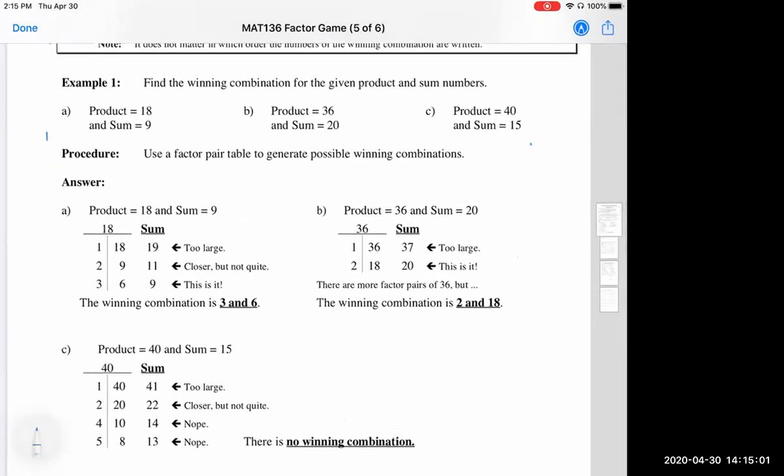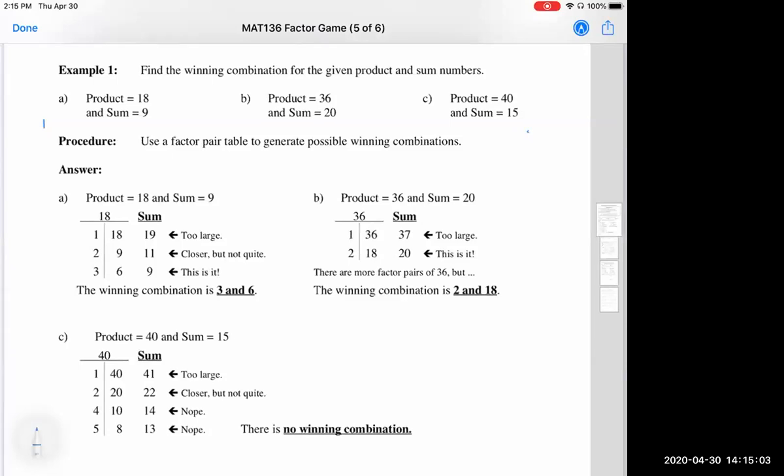Let's do an example. Example 1. Find the winning combination for the given product and sum numbers. I want to think of two numbers that when I multiply them give me 18, and when I add them give me 9. You're thinking of all the numbers that give you 18: 1 times 18, 2 times 9, 6 times 3. You think, oh, 6 times 3 works, right? 6 times 3 gives me 18, and 6 plus 3 gives me 9. Cool.